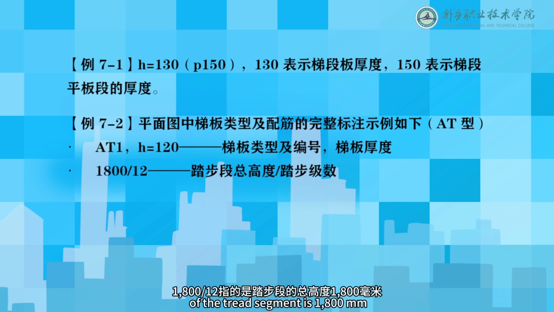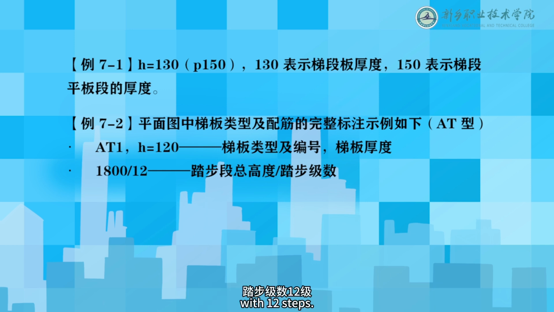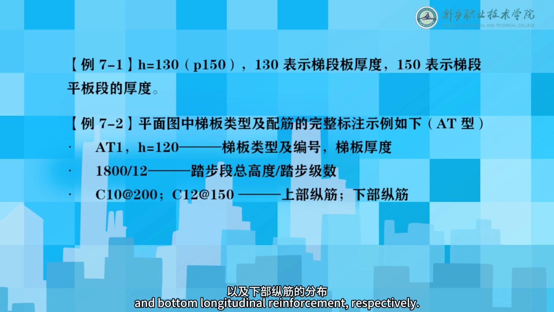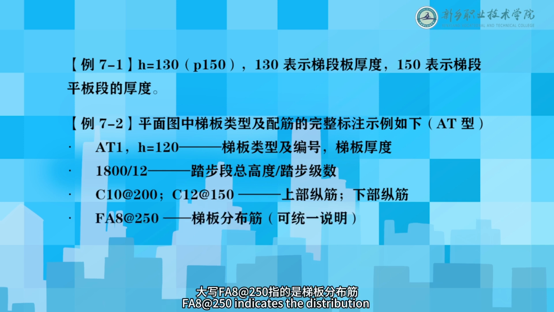1800/12 indicates the total height of the tread segment is 1800 mm, with 12 steps. C10 at 200, C12 at 150, refer to the top longitudinal reinforcement and bottom longitudinal reinforcement, respectively. FE8 at 250 indicates the distribution reinforcement of the stair slab, which can also be stated collectively.